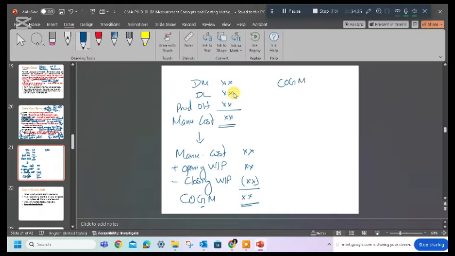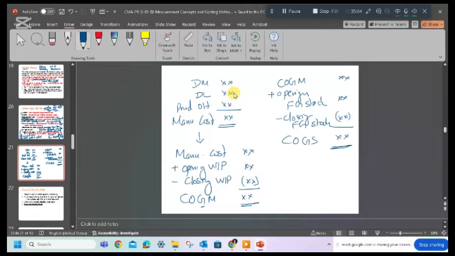Cost of goods manufactured plus opening finished goods stock minus closing finished goods stock, this is what you call cost of goods sold. The cost of the goods that have been sold, COGS, cost of goods sold.